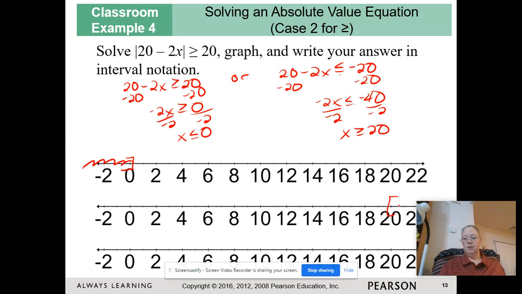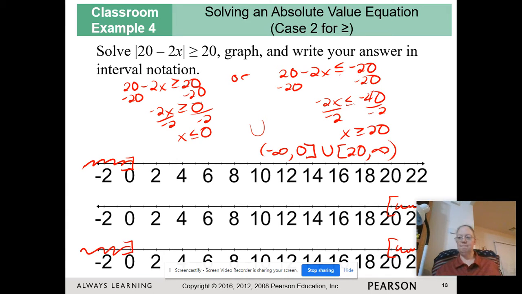So here is my 20. And remember, OR is the union. So I need both of these intervals. And over here, in my interval notation, I kind of ran out of room here. Negative infinity to 0, union, 20 to infinity.